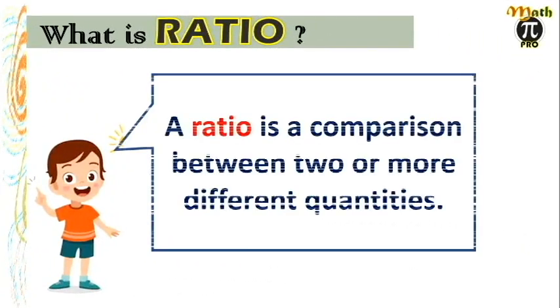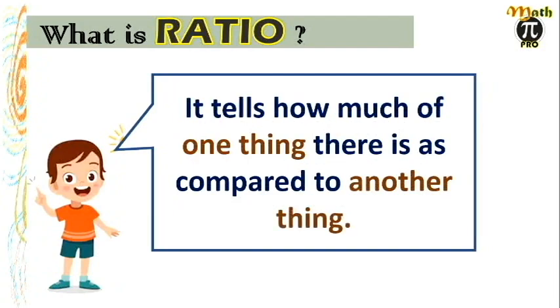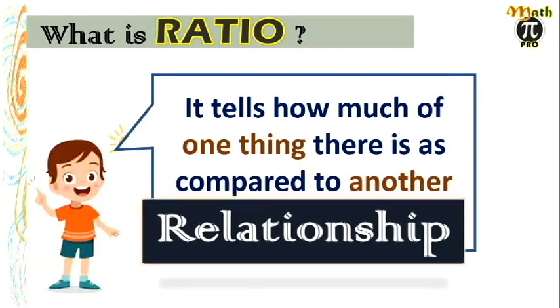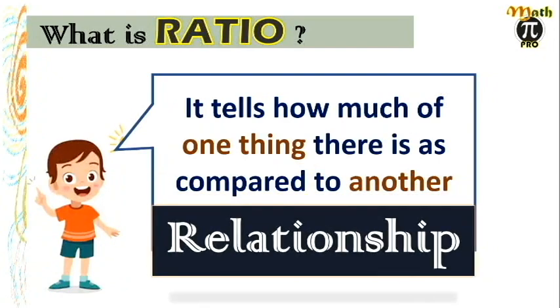What is ratio? A ratio is a comparison between two or more different quantities. It tells how much of one thing there is as compared to another thing. It is about a relationship between two numbers of objects or things.